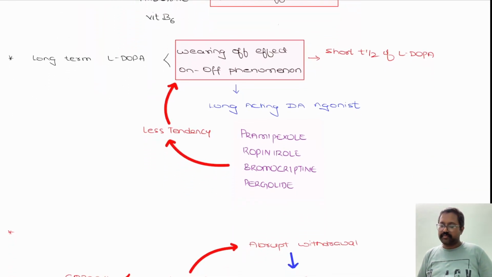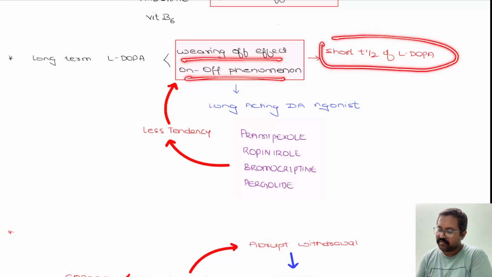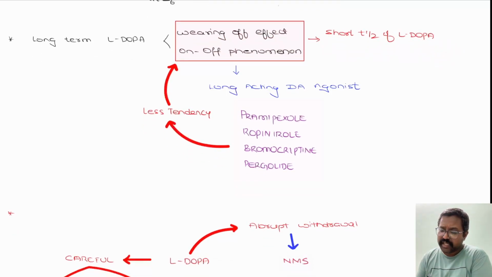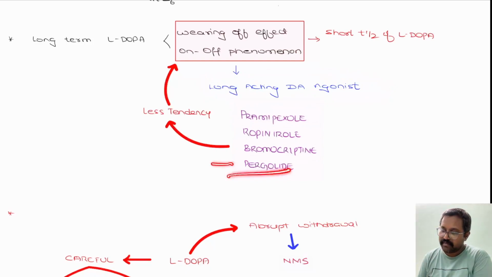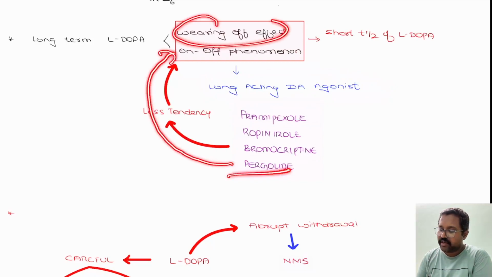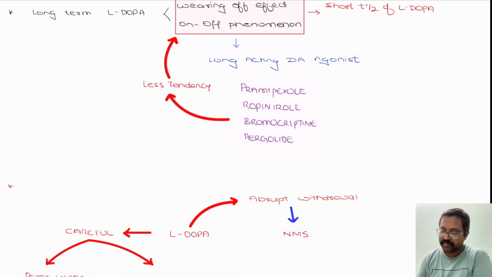For the long term side effects of levodopa, long term administration can lead to the wearing off effect and the on and off effect, and these are due to its shorter half-life. And to decrease the wearing off and on and off phenomenon, you need to go for longer acting dopamine agonists like pramipexole, ropinirole, bromocriptine, and pergolide. These have a lesser tendency to cause the wearing off effect and the on and off effect.